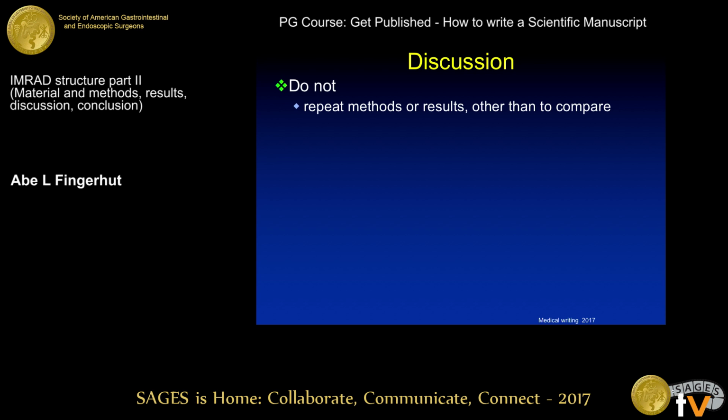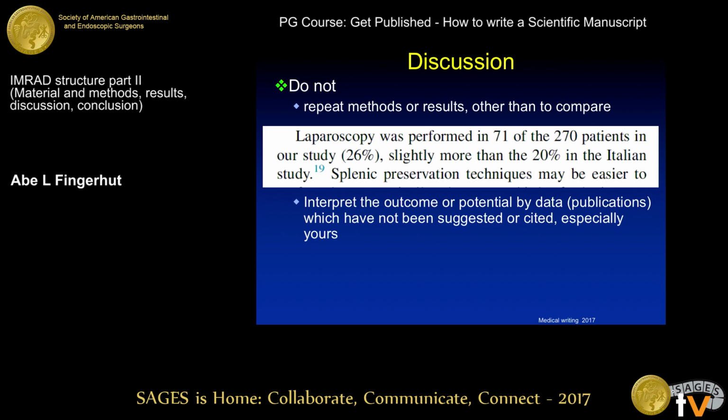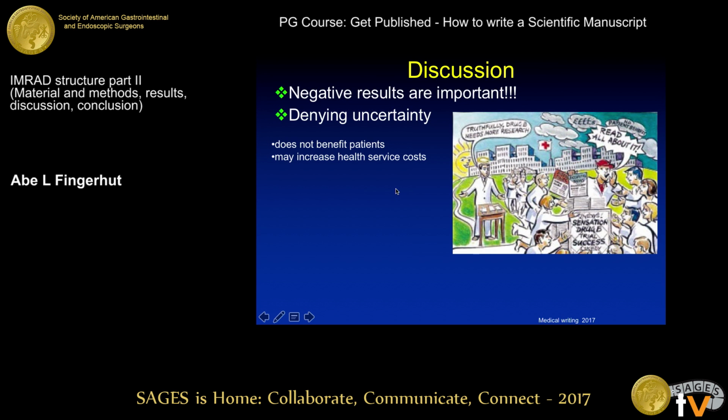Very difficult in a discussion is to repeat the methods or results. You can do it, but only as you relate the comparison. An example. Difficult. But do not interpret the outcome or potential by data which have not been successful, especially yours. Don't do that. Negative results are important. I talked about negative numbers. The discussion has to relate to those negative numbers and negative results also. If not, you're denying uncertainty.